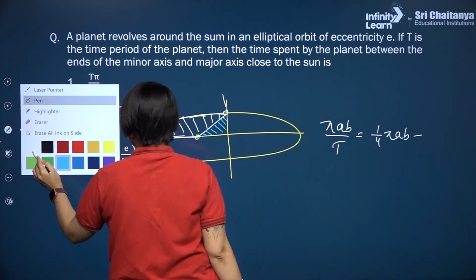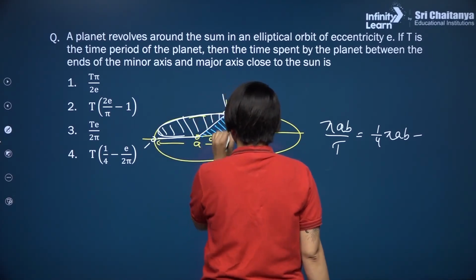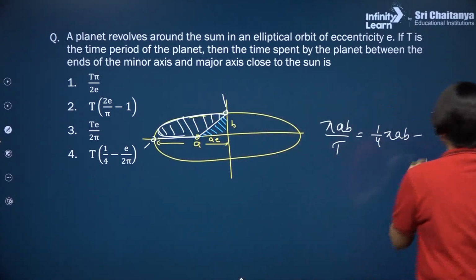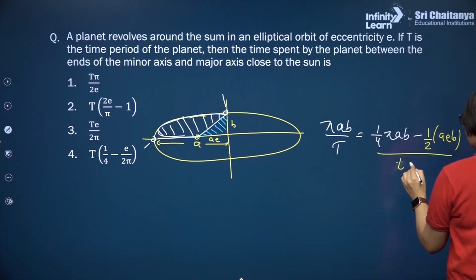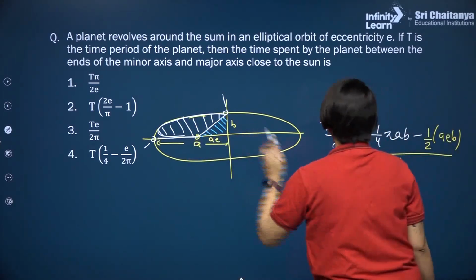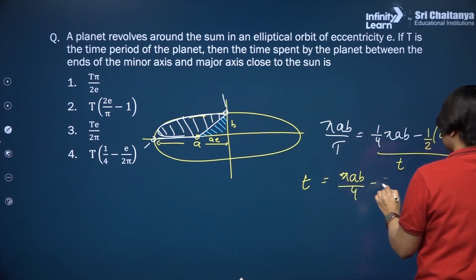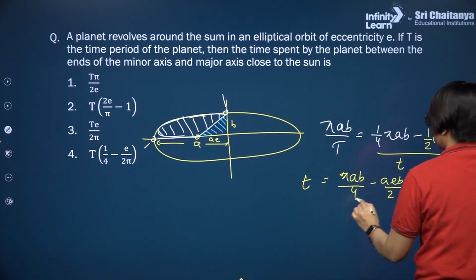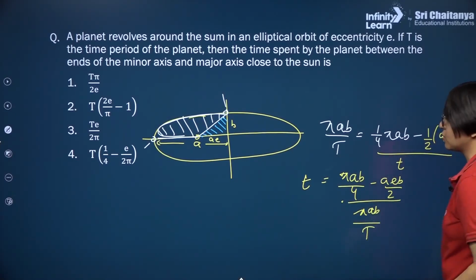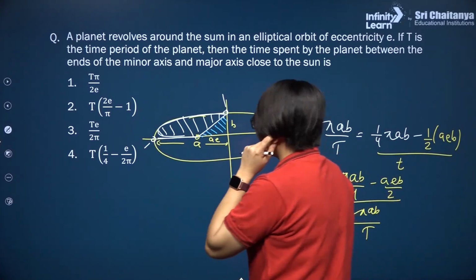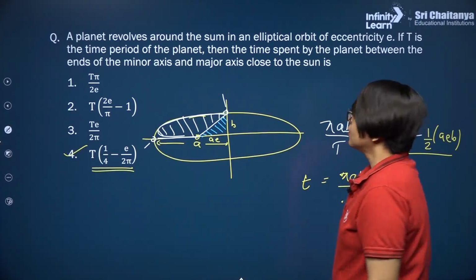So over here this is the length A. So this length will be AE and this is B. So it is half base into height, right, divided by the time taken from this point 1 to 2. So the time will be (pi AB by 4 minus AEB by 2) divided by pi AB divided by time, right. So after solving this one you will get your time as this much, T into (1/4 minus E upon 2 pi).